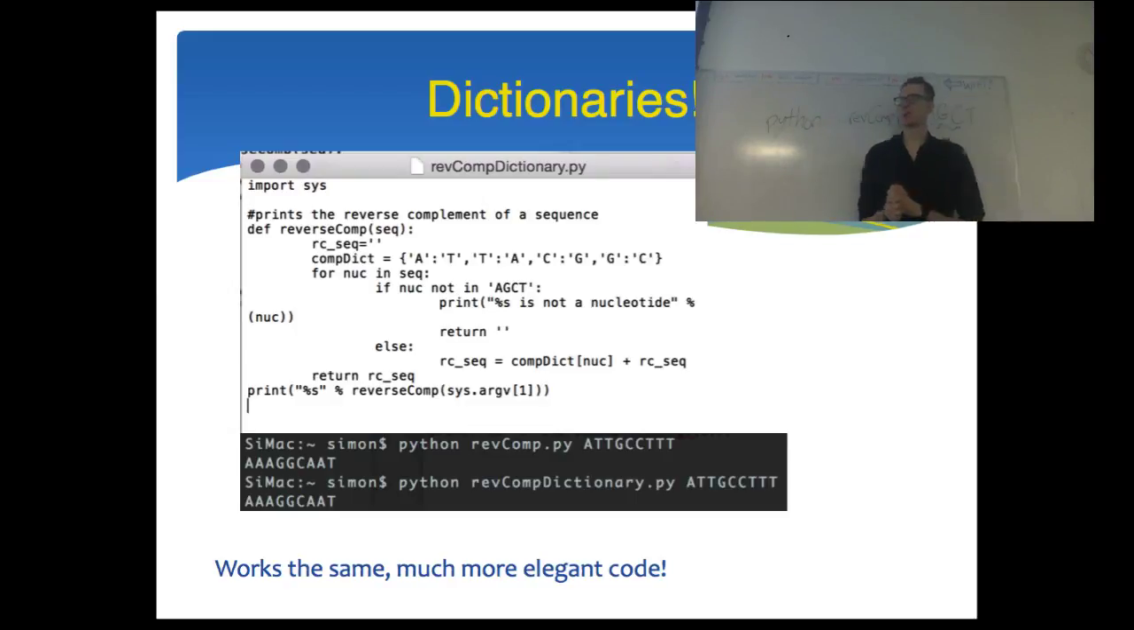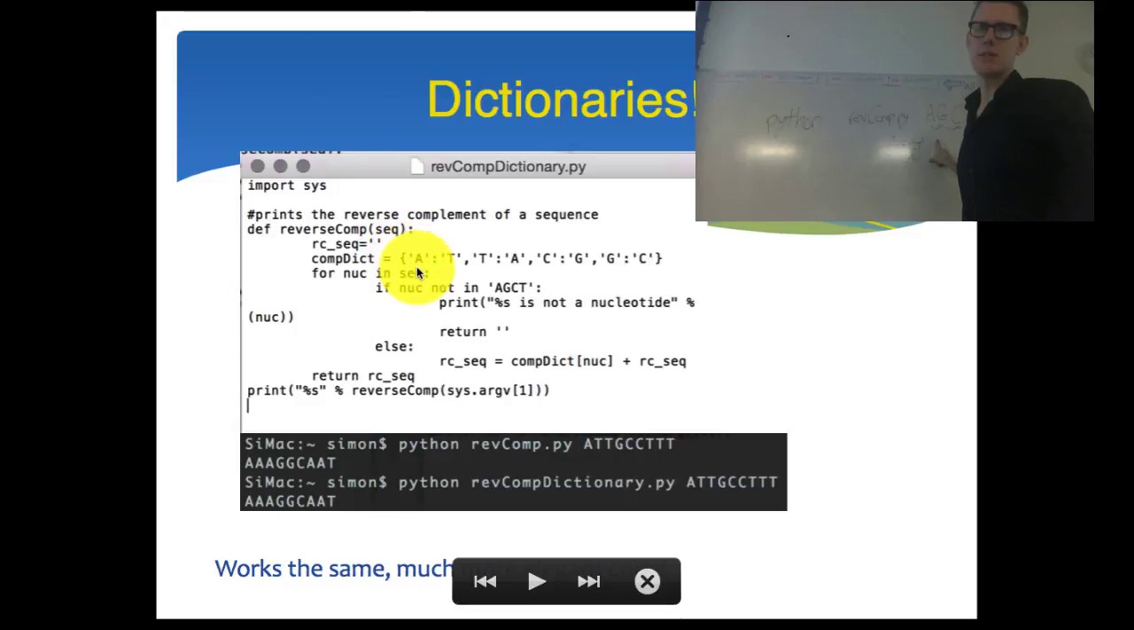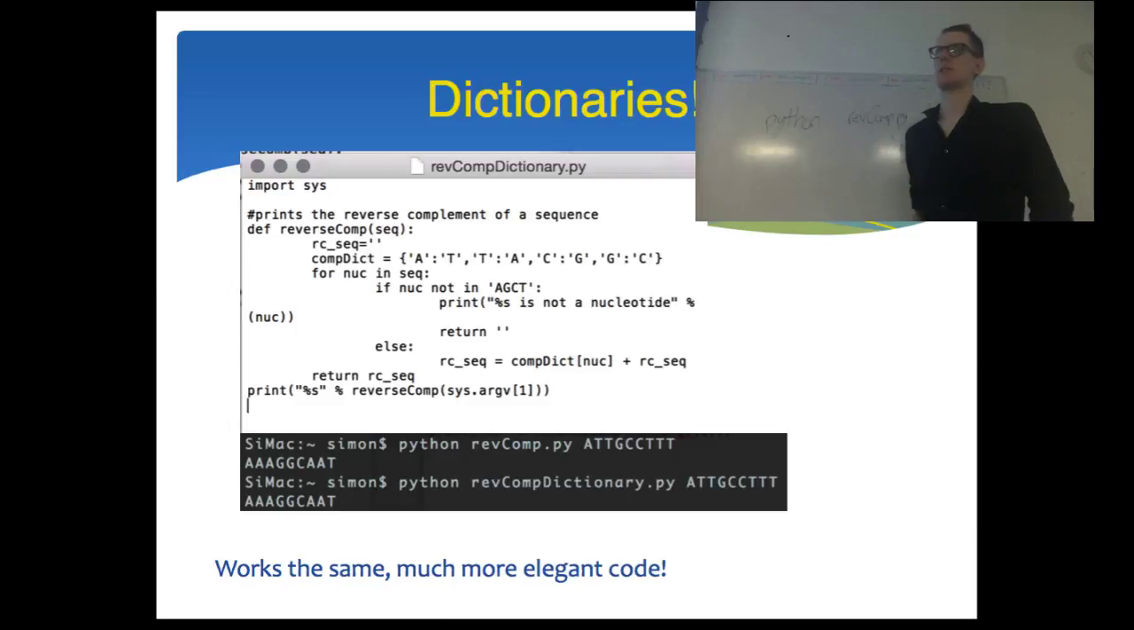onto the output sequence. So if it goes through for this sequence, it will find an A. It will look up the key A and find the value T and prepend that onto the output sequence. It will then go to the next one, which is G, look up G, find the value C, and prepend a C onto our output sequence. So it goes through letter by letter, looking up the value associated with the key in the complement dictionary.